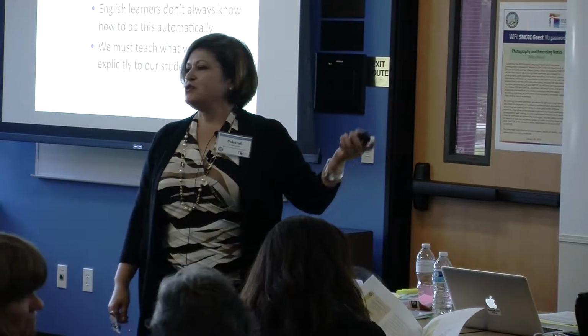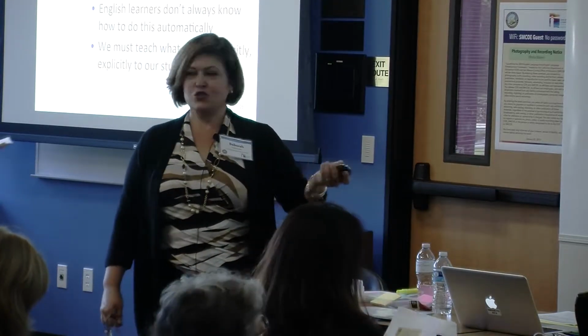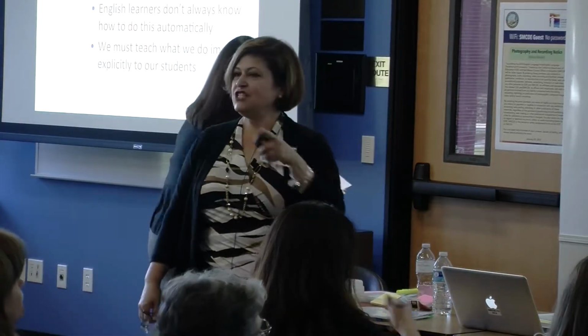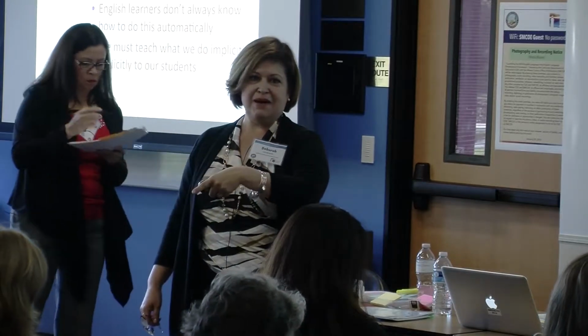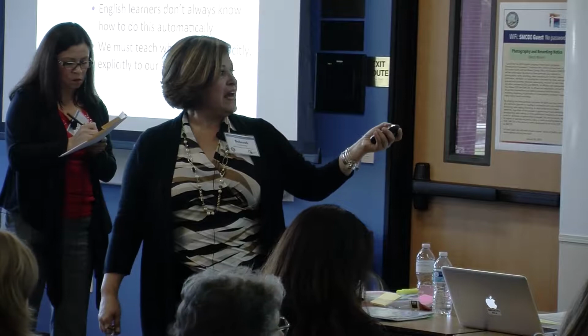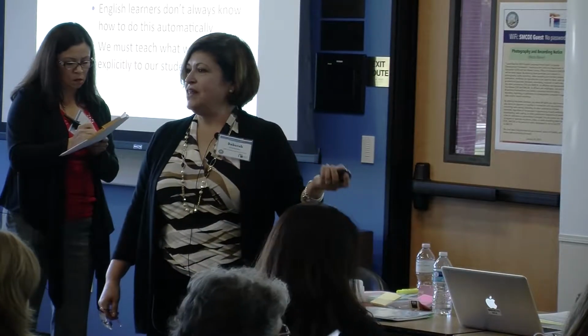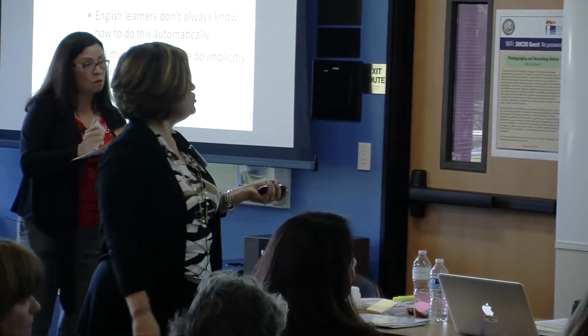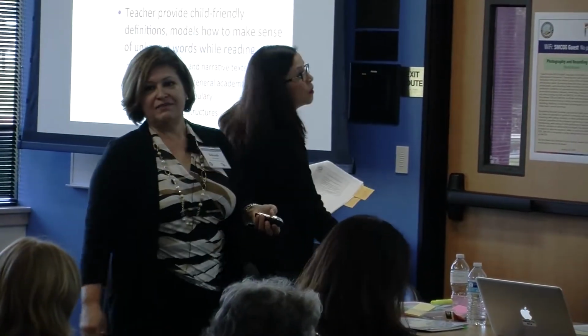So as English speakers, we make assumptions because we are able to shift. But our students can't always shift. And we need to make it explicit to them and model how to do that. So we have to show them explicitly what we do implicitly. And how do we do that?